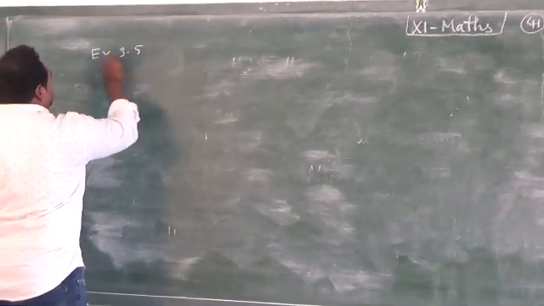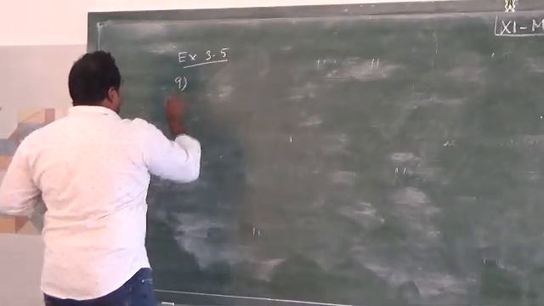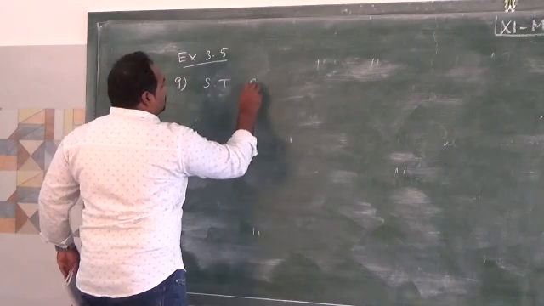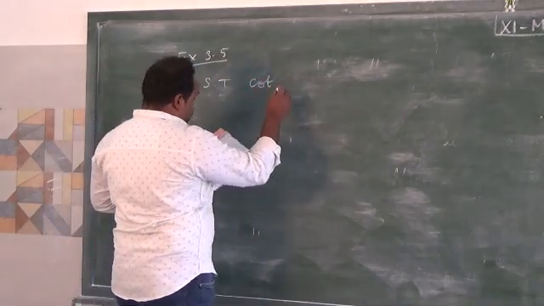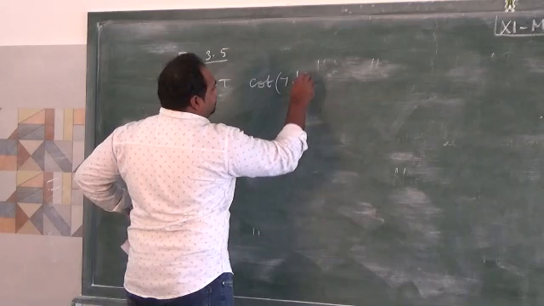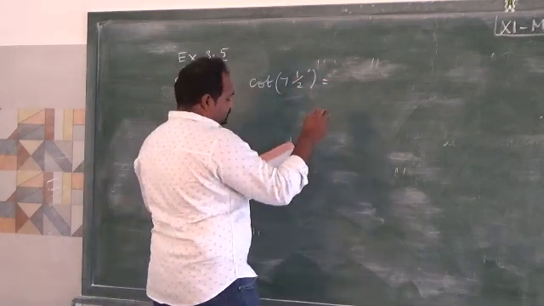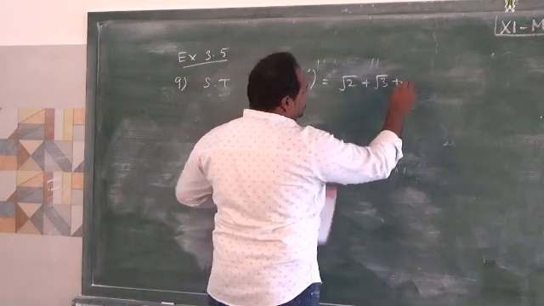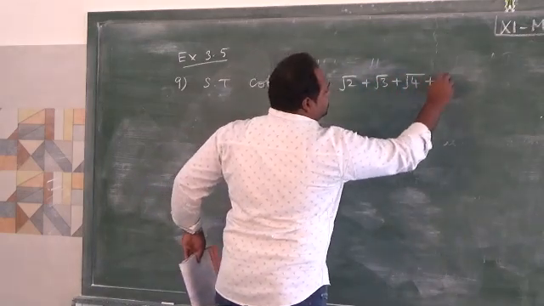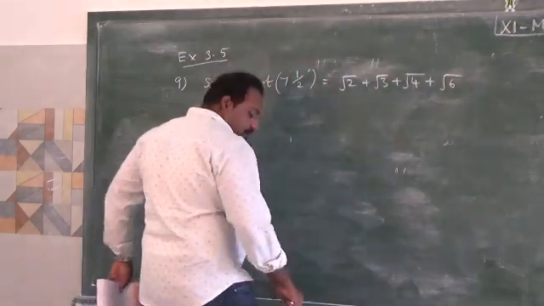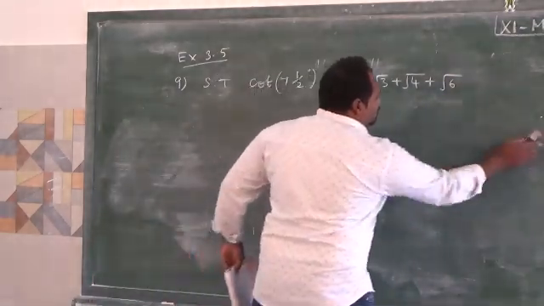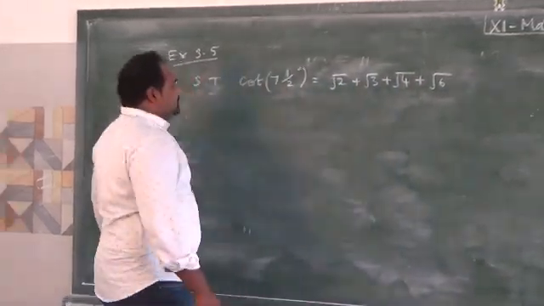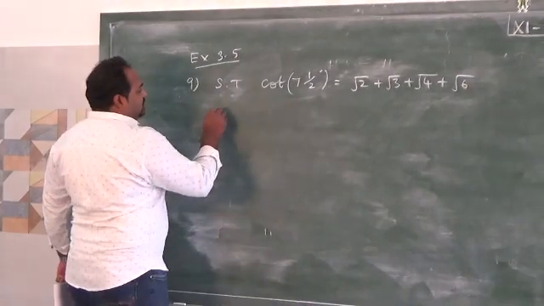Today we are going to see exercise 3.5, problem number 9. Show that cot 7.5 degree equals root 2 plus root 3 plus root 4 plus root 6. So this is what we have to find out today. Show this answer, LHS equal to RHS. Here I am going to take the LHS side to prove the RHS side.